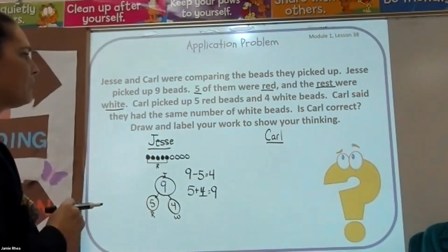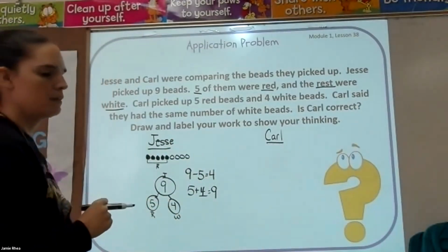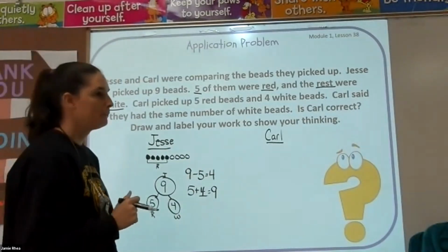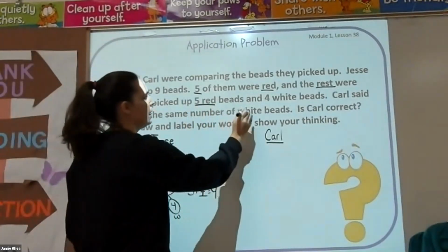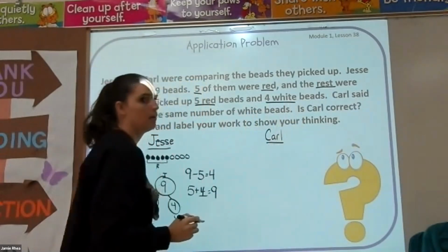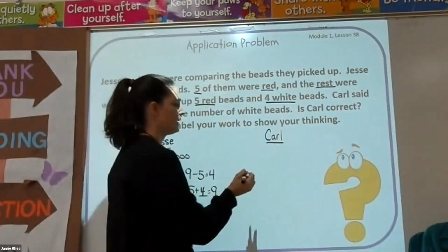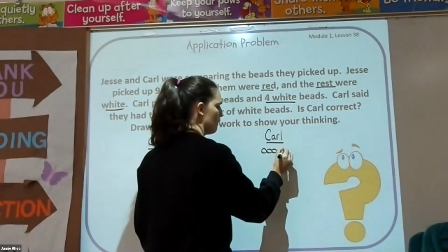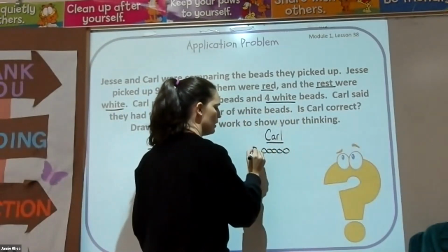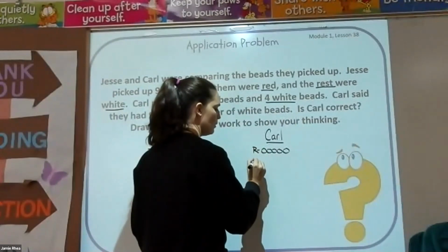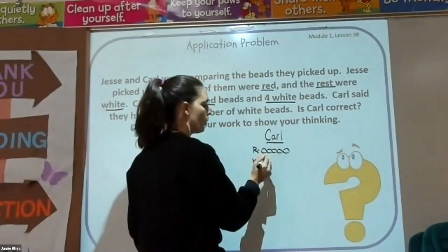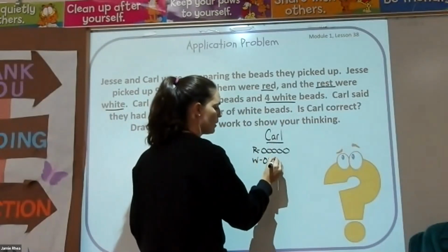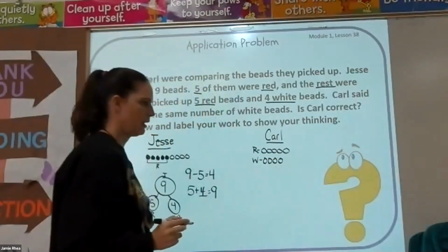Okay, now let's keep going and see if Carl has. Carl picked up 5 red beads and 4 white beads. Are there clues there? Yeah, he had 5 red and 4 white. Now I can draw that out. Here's my 5 red: 1, 2, 3, 4, 5. And I'm going to put an R for red and a W for white. And he had 4 white beads: 1, 2, 3, 4. Okay.